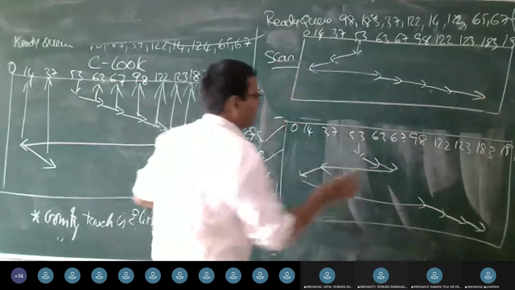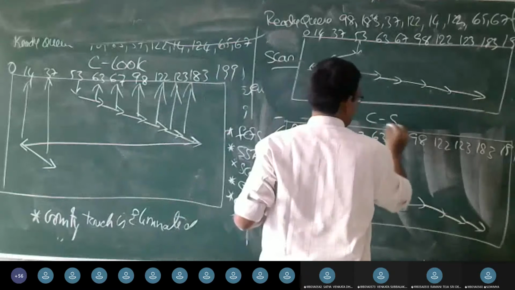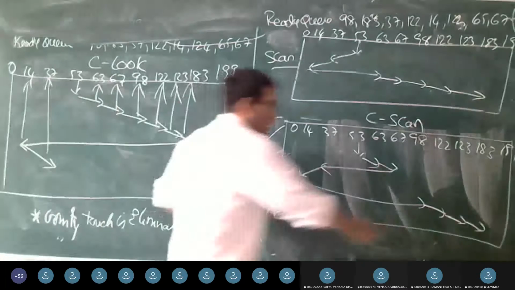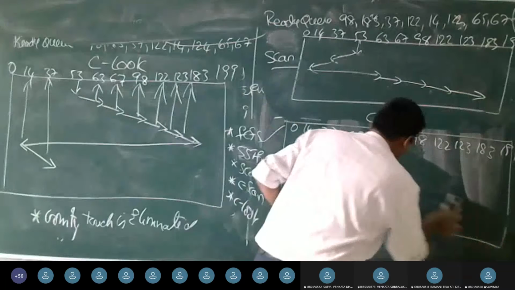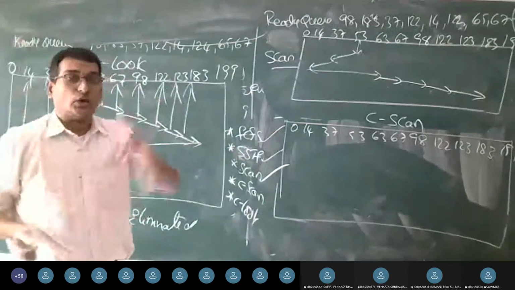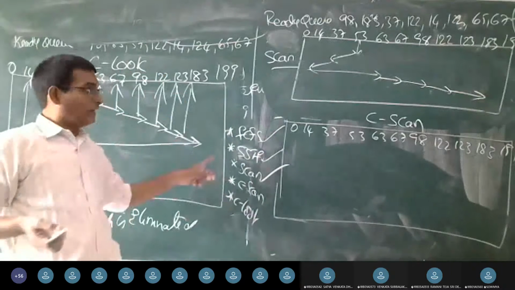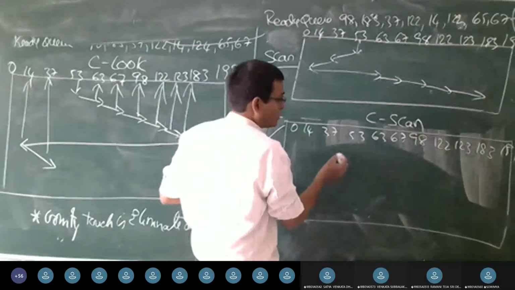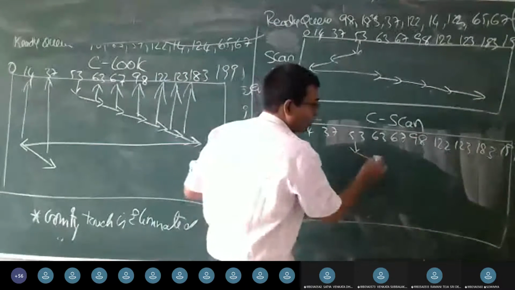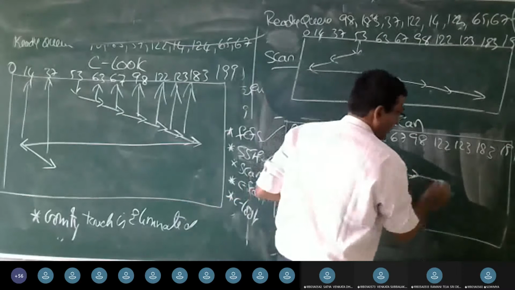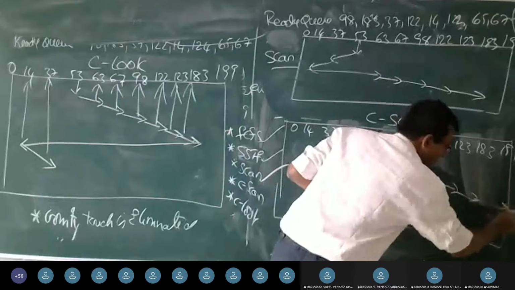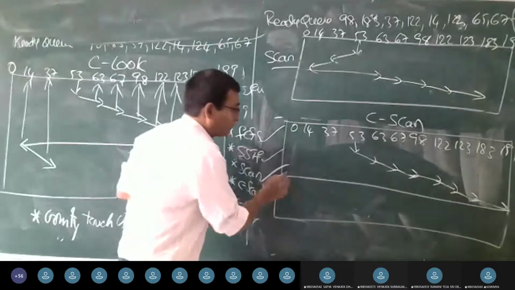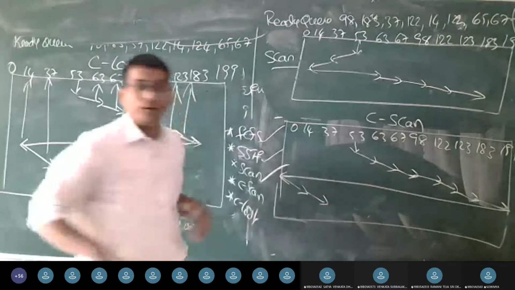Next, after SCAN, we do have C-SCAN. So after the SCAN algorithm is over, we do have the C-SCAN algorithm. So how does this C-SCAN algorithm work? It touches the boundary and then it moves to the other end. First of all, it is at 53, goes to 63, 67, 98, 122, 123. Then it is going to come back and process 14 followed by 37.